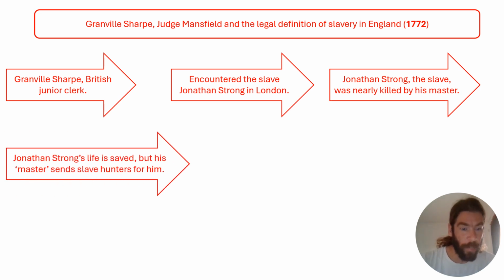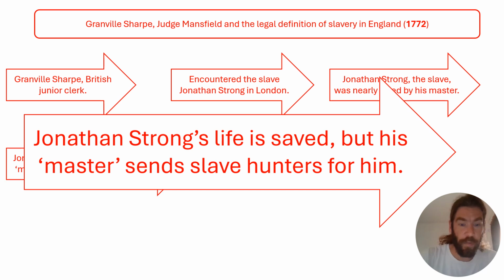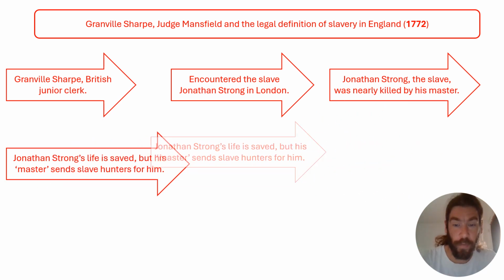This Granville Sharp saves the life of Jonathan Strong, but his master sends slave hunters for him. So his master sends slave hunters to hunt for him in the city of London. Jonathan Strong's life is saved, but his master sends slave hunters for him.